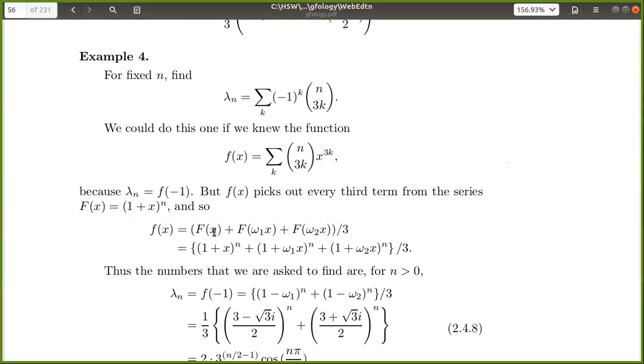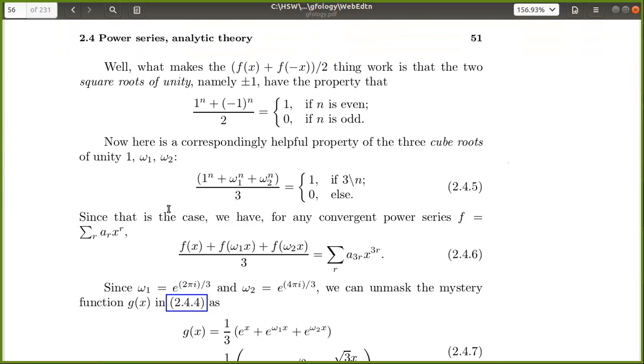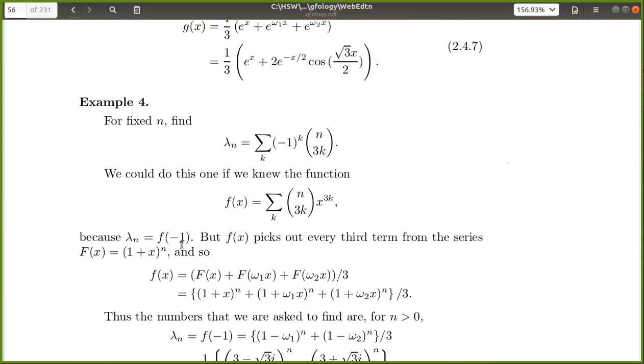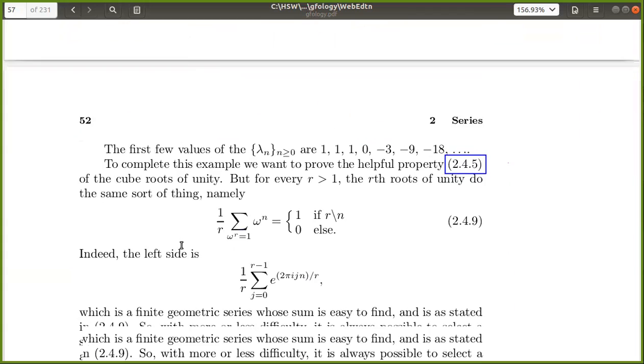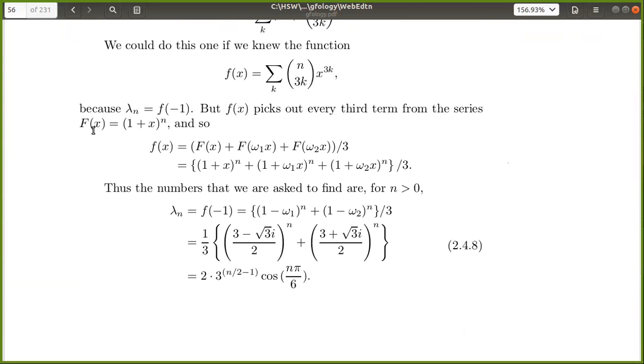So yes, f of x is nothing but f of omega 1 x. Why am I using the capital F here? Because just how here I had to pick out every third value from the expansion of f, I use the small f. Now I am extracting values from capital F. So f of x is nothing but capital F of x, plus capital F of omega 1 x, plus capital F of omega 2 x, whole divided by 3.